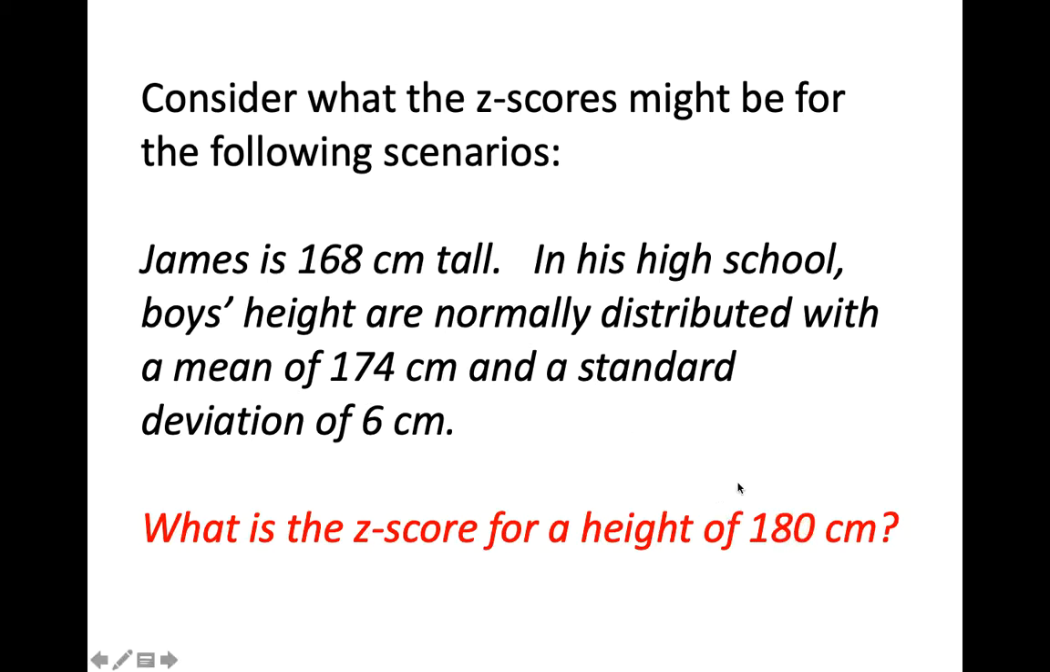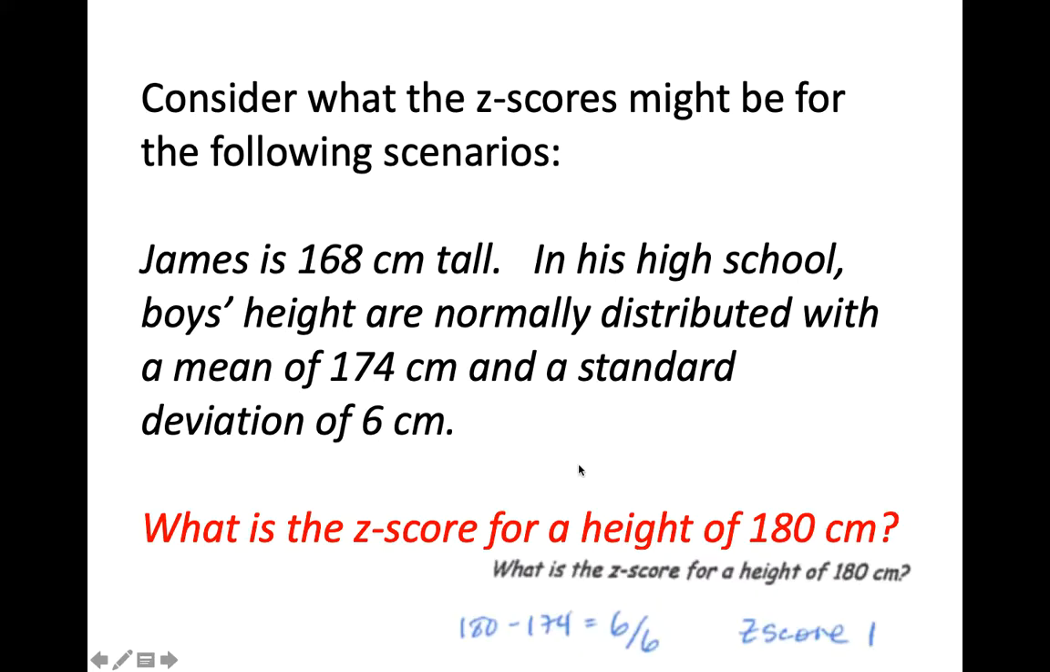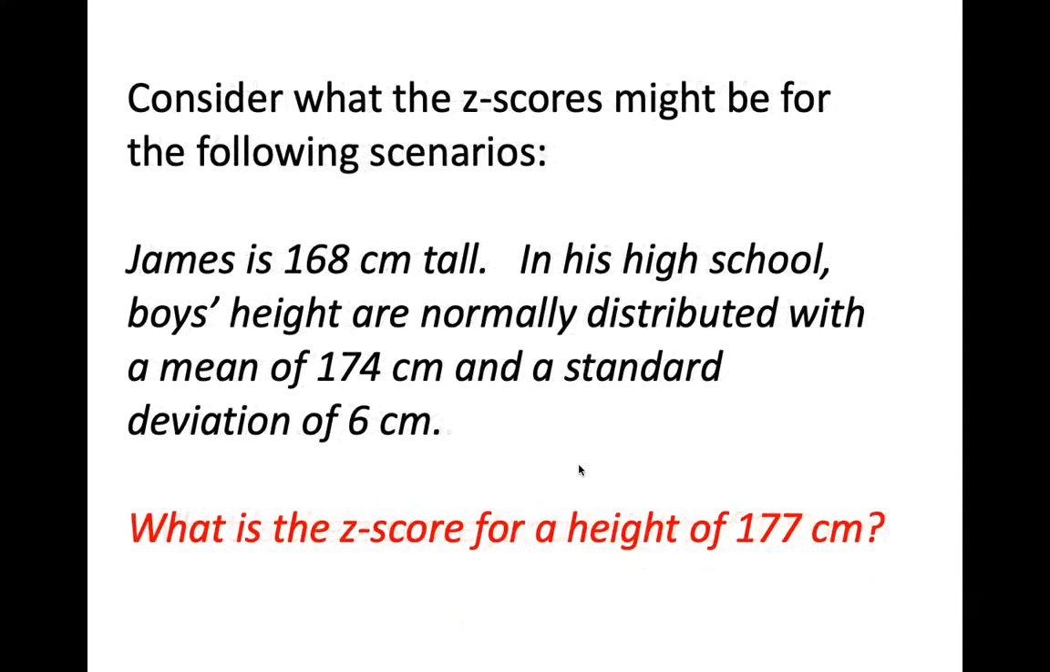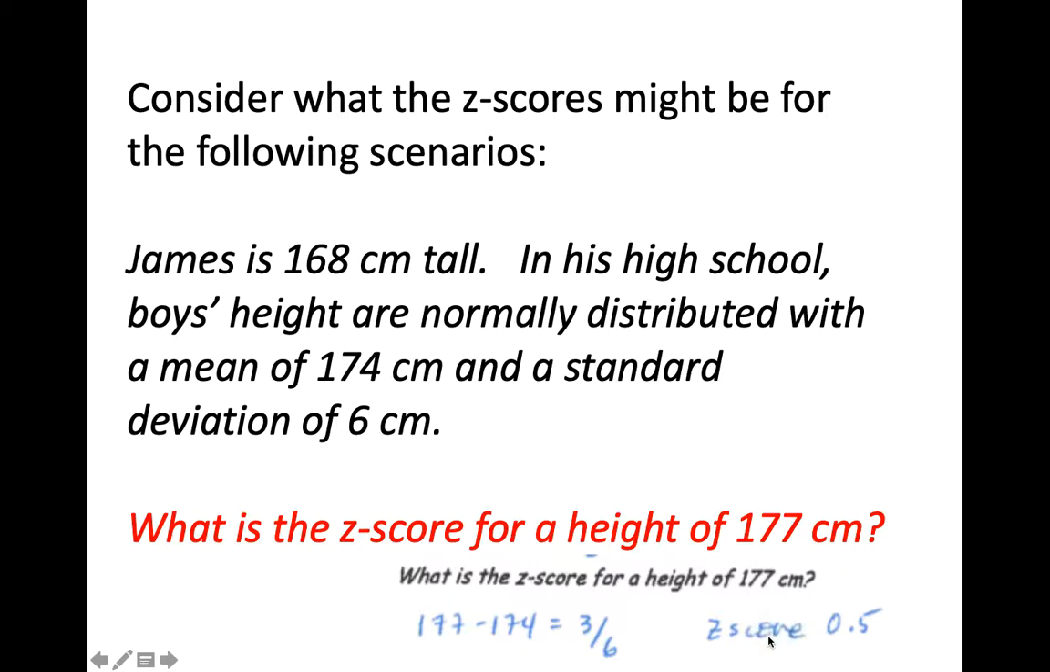How about if it was a height of 180? Well, 180 is 6 centimeters above the average. If my standard deviation is 6, then that's going to be a plus 1. And lastly, if I had a height of 177, well, 177 is about 3 centimeters higher. And if I take that and divide it by the 6, I get 1/2 or 0.5.